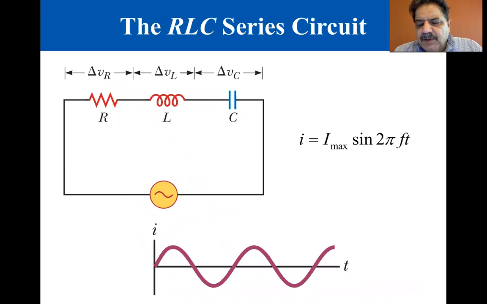Since this is a series circuit, current is the same at all points in the circuit at any instant and varies sinusoidally with time, as shown in the bottom figure. The equation shows this mathematically. I equals I max sine 2 pi f t, or I equals I max sine omega t.